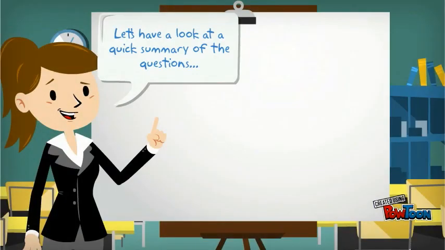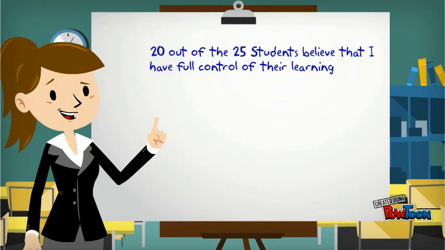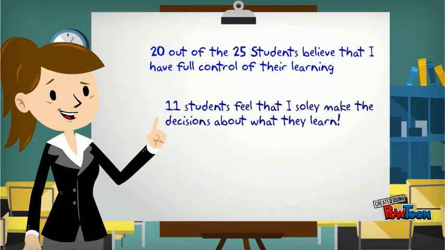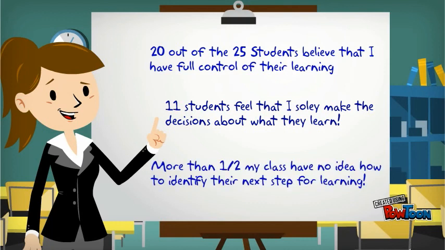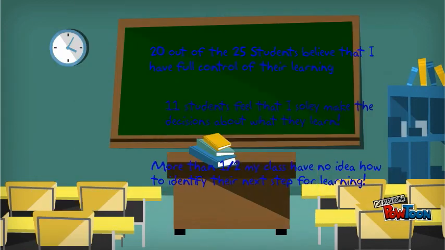Let's have a look at a quick summary of the questions. 20 out of the 25 students believe that I have full control of their learning. 11 students feel that I solely make the decisions about what they learn, and more than half my class have no idea how to identify their next steps for learning.